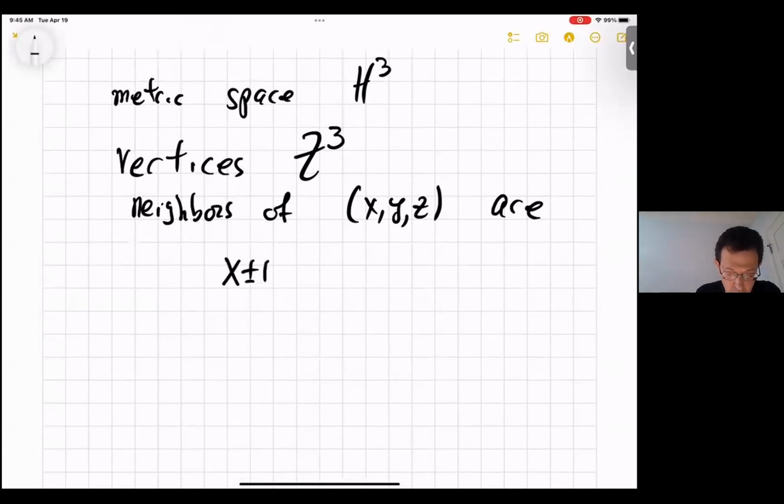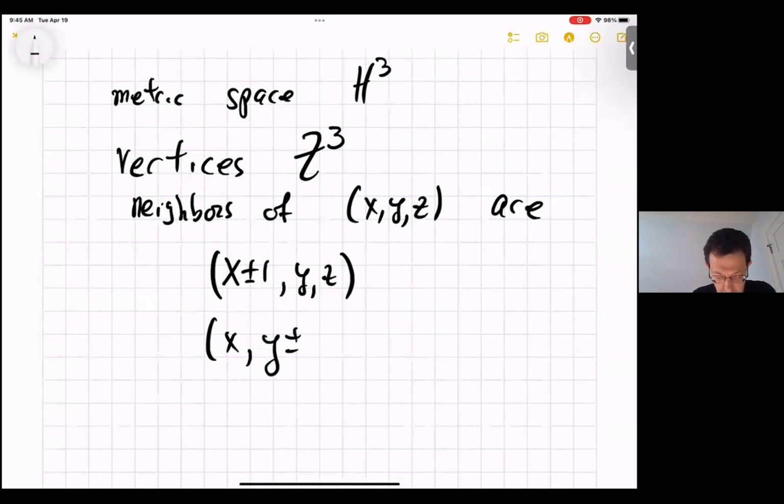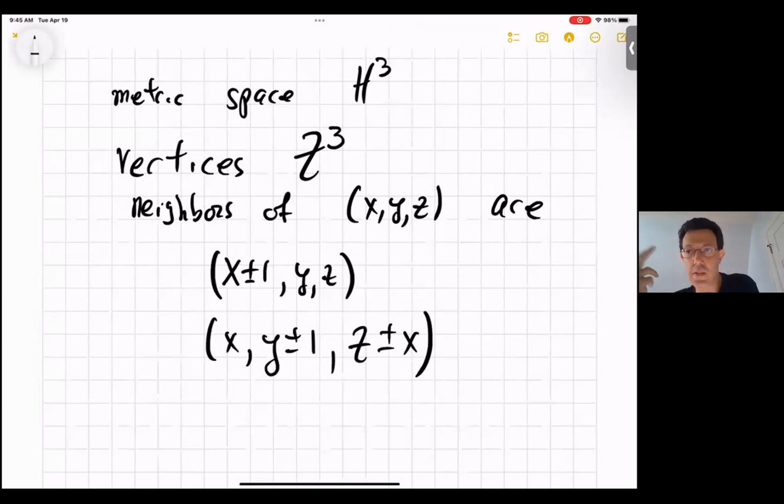X plus minus 1, Y, Z. Right. So you can move in the X direction plus 1 or minus 1. You can do also Y plus minus 1. But whenever you do that, you have to add X with the same sign to the Z coordinate. So it has 4 neighbors and the analogous thing in H5.